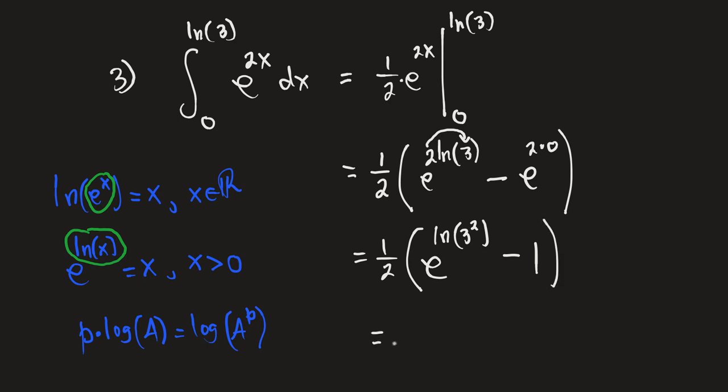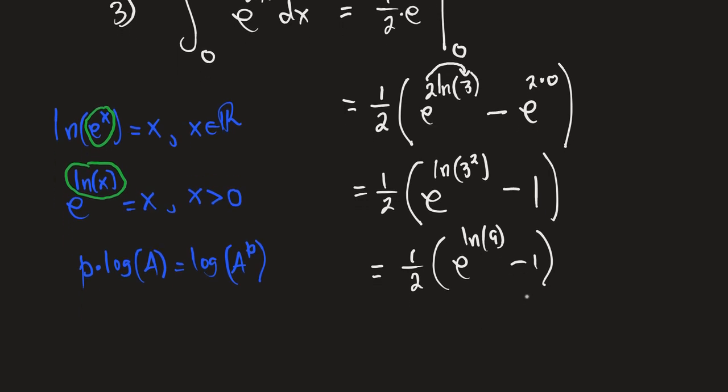So now let's see what this simplifies to. We got 1/2. This is e to the ln of 9, and we still have our 1 there. And now we get to use that property, right? So we have 1/2. The quantity e to the ln of 9 is 9 minus 1. 9 minus 1 is 8. 8 times 1/2 is equal to 4. All right?